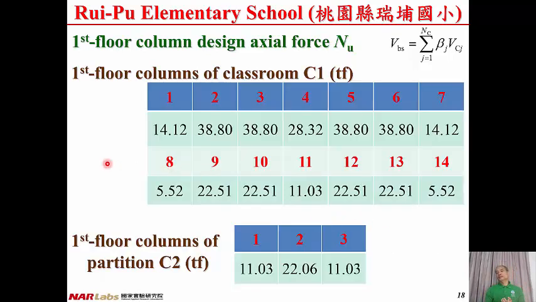And all the column design actual force is summed up in this table. The first table is for columns of classroom C1 from number 1 to number 14, and this is the actual load. It varies from 14.12 ton-force to 5.52 ton-force. And the second table sums up the design actual force of the columns of partition walls on the first floor, C2 from number 1 to number 3, and it varies from 11.03 ton-force to 22.06 ton-force.